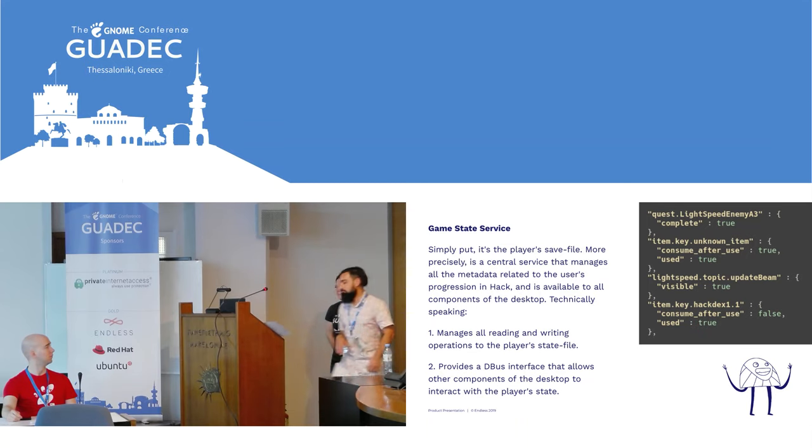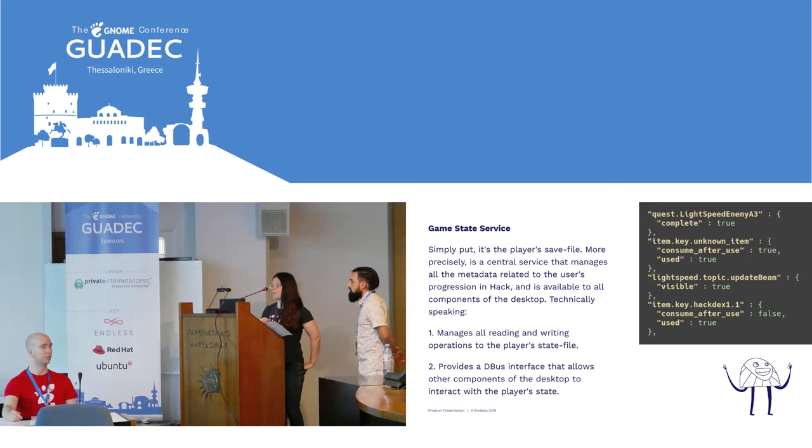Okay. So then the game state service is basically, for anyone who's done game development, or even probably played games, you're familiar with a save file. So the game state service is the service that writes to and reads from that save file and provides the information from the save file to the various applications. So it keeps track of the user's progress in the individual quests and then syncs all of that information out to the applications as they need them. I think that's everything.